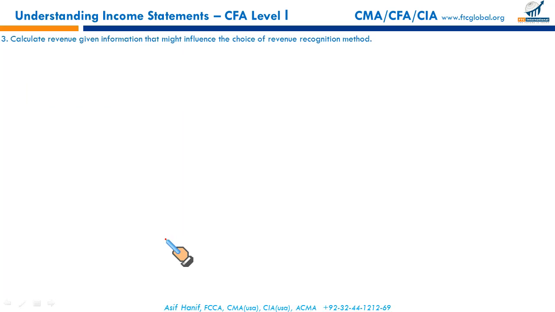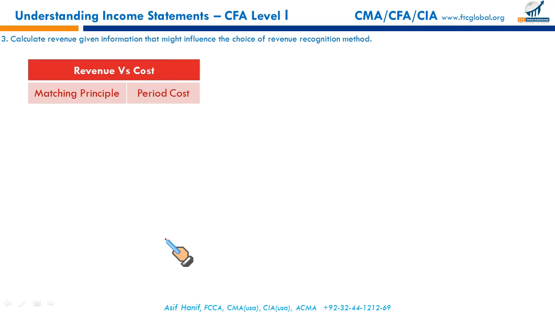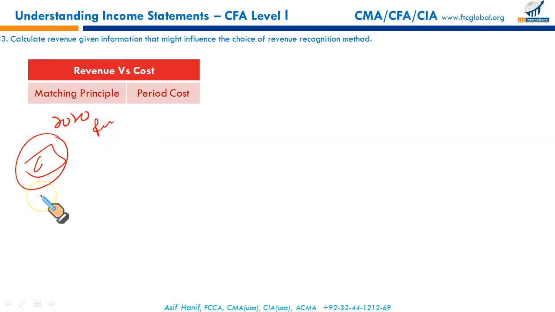Then we have the next reading: calculate revenue given information that might influence the choice of revenue recognition method. First idea is the matching principle, revenue versus cost. The matching principle says that your revenue must be matched with the relevant cost. For example, if we have incurred costs in 2020 and revenues earned in 2020, the costs that fall within January 1st, 2020 to 31st December 2020, if that's your financial year, the revenues earned from these cutoff dates must be matched with the cost incurred within the cutoff dates.